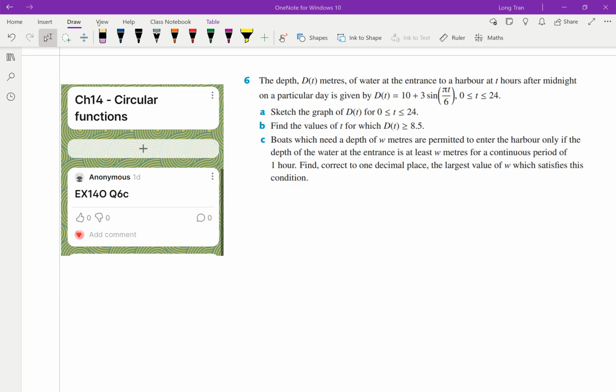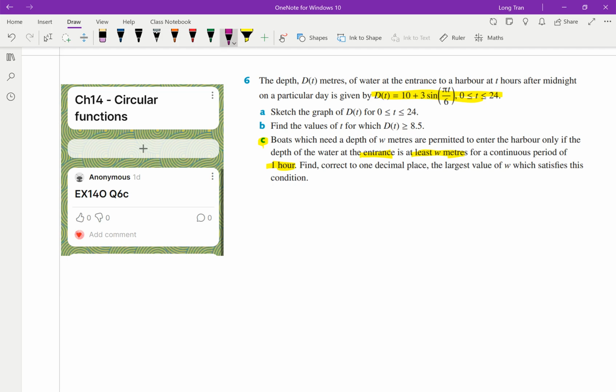All right, so in this example, it's asking for question 6c. So we've got the equation, and in part C they want us to find this: boats which need a depth of W meters are permitted to enter the harbor only if the depth of the water at the entrance is at least W meters for a continuous period of 1 hour. Okay, so what they're trying to say here is you've got a graph.